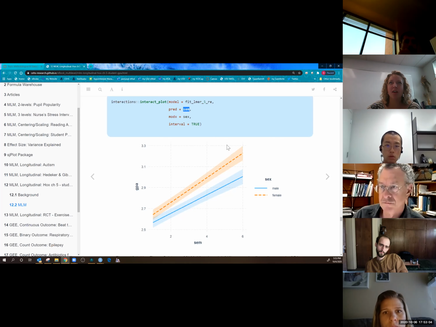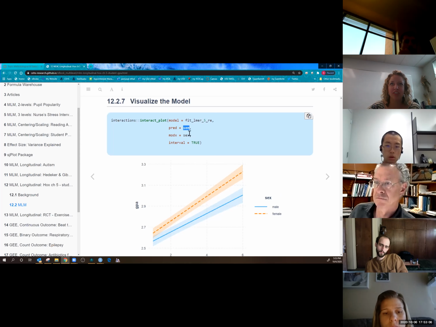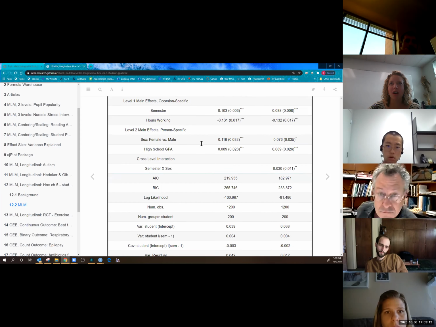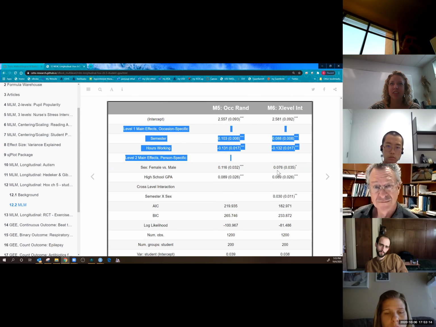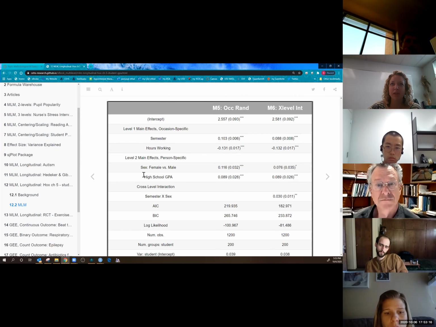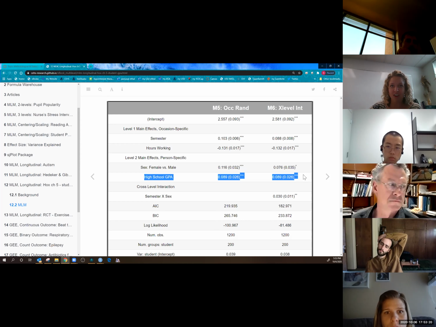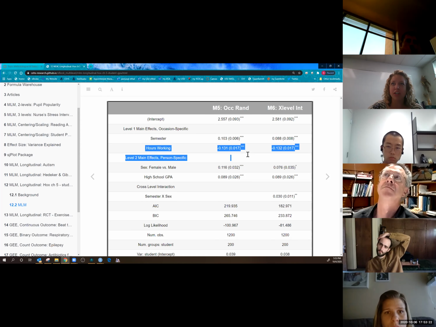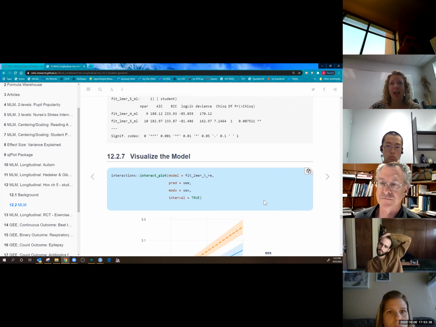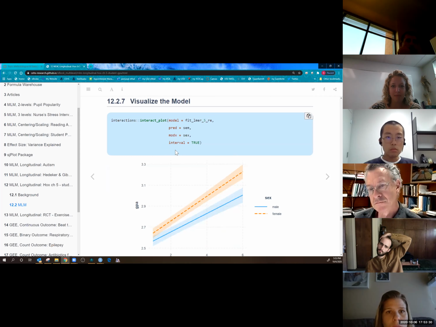Okay. Now, in our model, did we just have semester and sex? No, we had some other variables. Here are the other variables that were in our model. High school GPA was not part of an interaction. Hours working also was not part of an interaction. But you can add it to this interaction plot by putting it as mod 2.